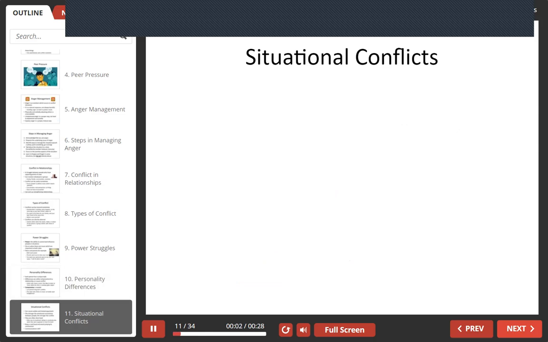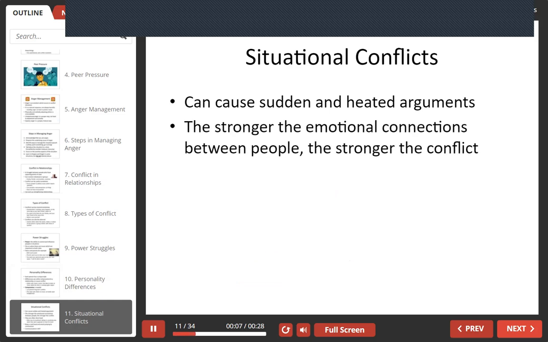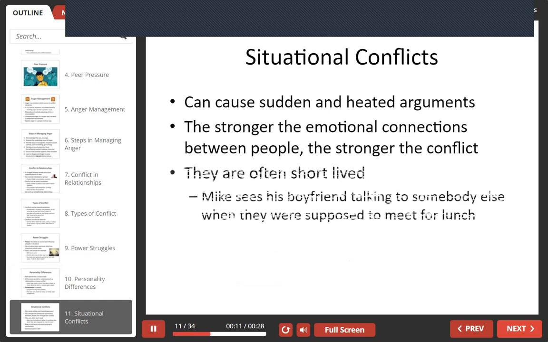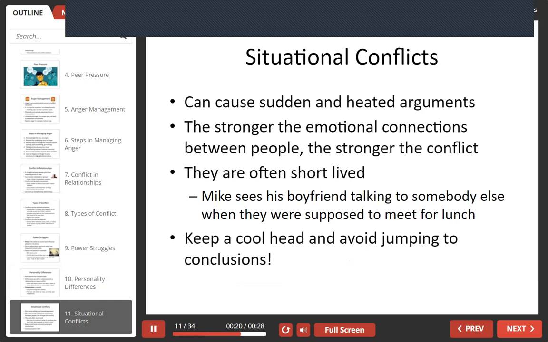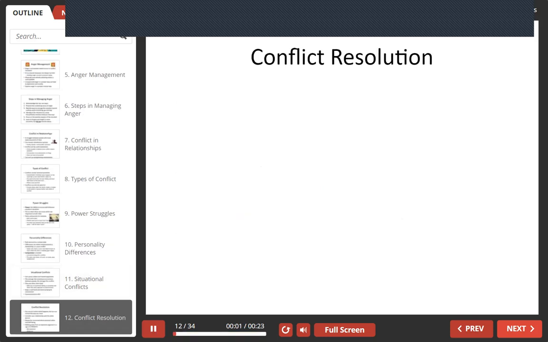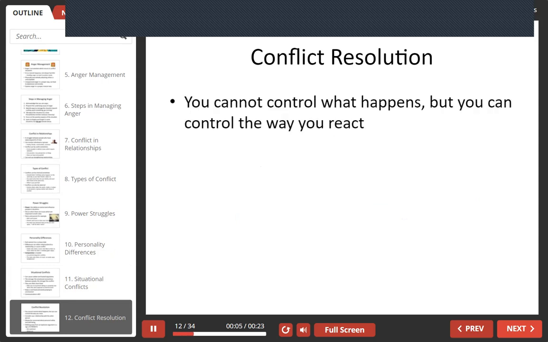Situational conflicts can cause sudden and heated arguments. The stronger the emotional connections between people, the stronger the conflict, unfortunately. These are often short-lived. For example, Mike sees his boyfriend talking to somebody else when they were supposed to meet for lunch. It's important to keep a cool head and avoid jumping to conclusions. Communication is absolutely key, mature communication. You can't control what happens, but you can control the way that you react to things.